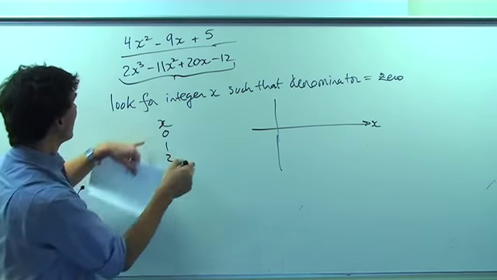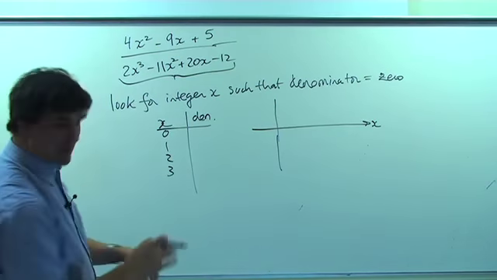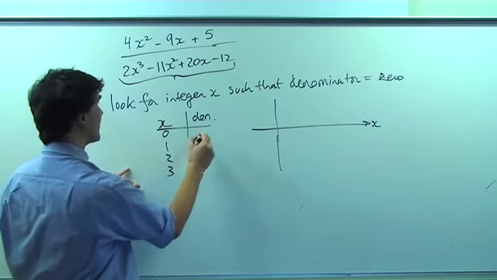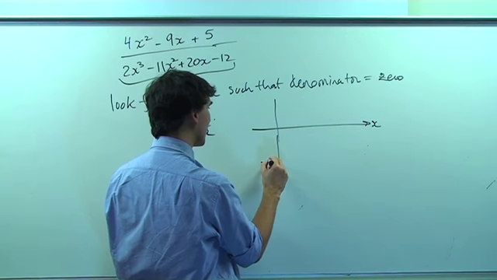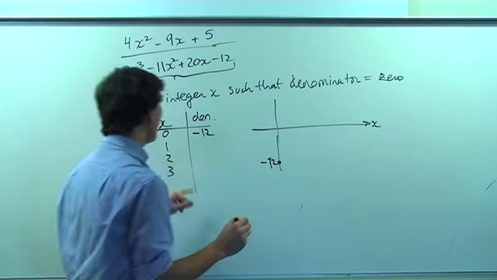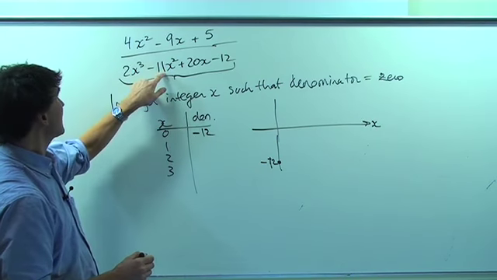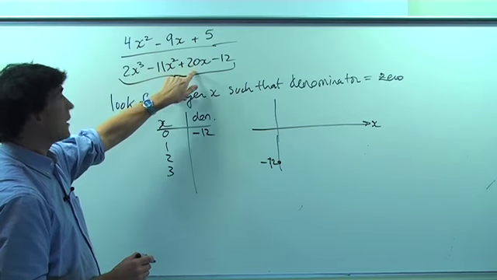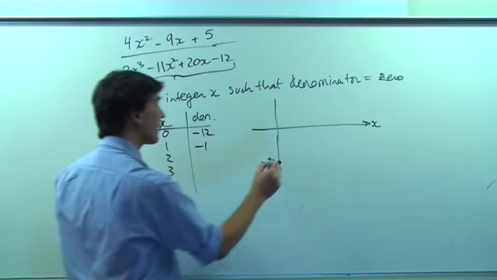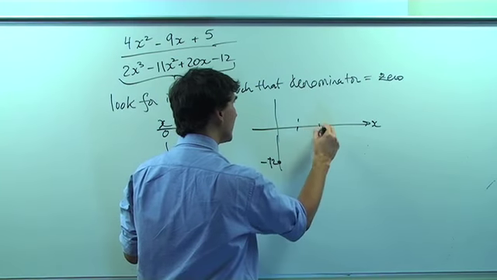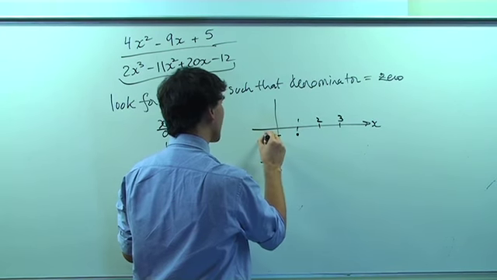Okay, so if x is 0, there's the denominator. If x is 0, then the denominator is minus 12. So here is x equals 0, denominator is minus 12. If x is 1, then the denominator is 2 minus 11, which is minus 9, plus 20, which is 11, minus 12, which is minus 1. So if x here is 1, we're also going to do 2 and 3. We're down here, just below the axis at minus 1.